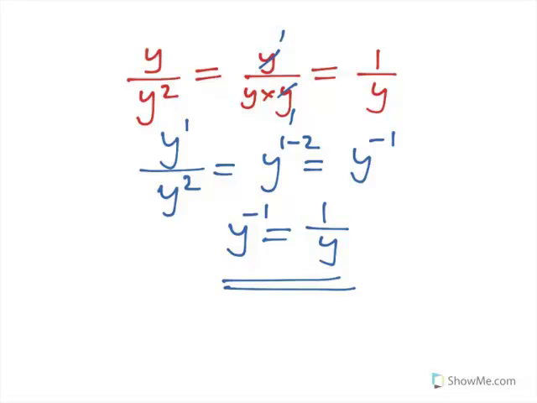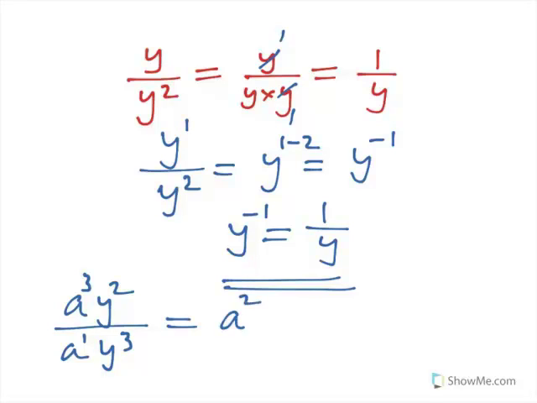Just one last example. a cubed y squared over a y cubed. 3 minus 1 is 2. 2 minus 3 for the y is negative 1. The alternative answer is a squared over y. Have a think about why it is.